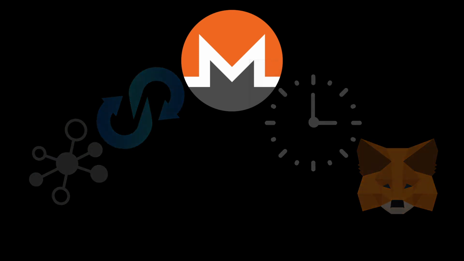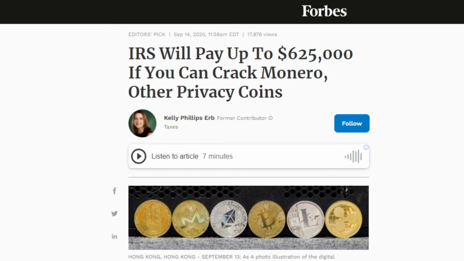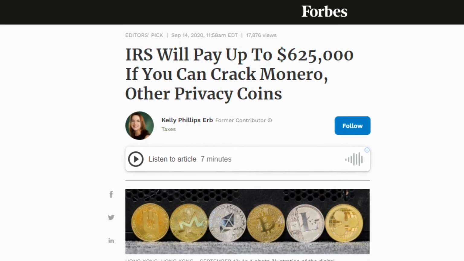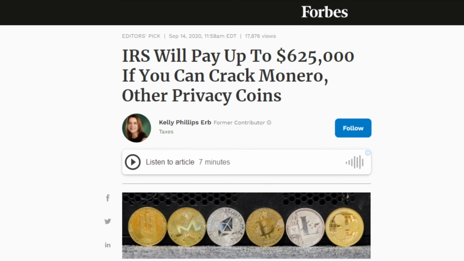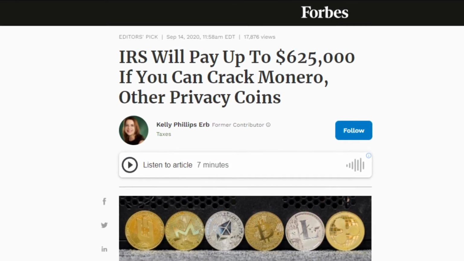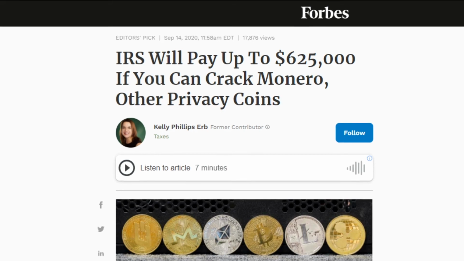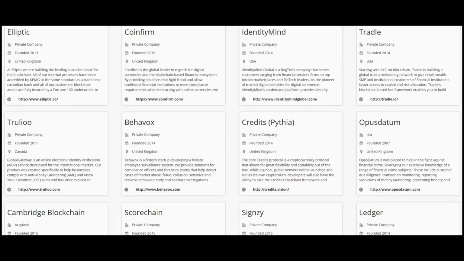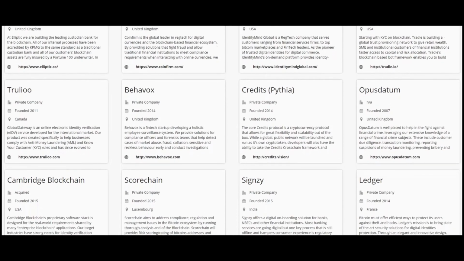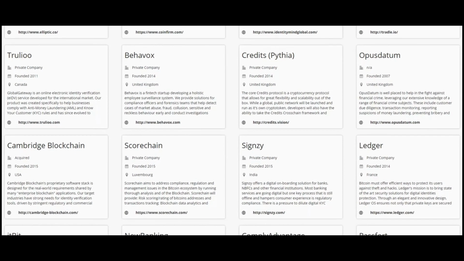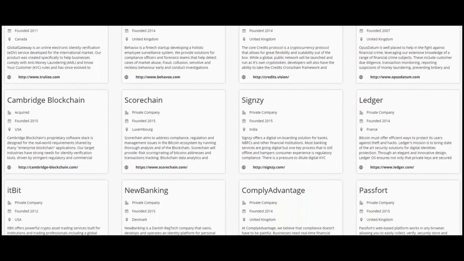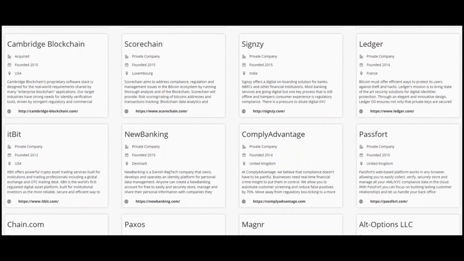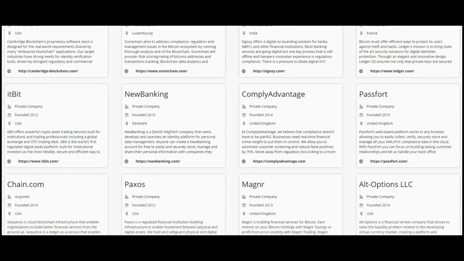And privacy coins like Monero are still regarded as pretty anonymous, and there might even be some proof in their anonymity, knowing that the IRS has offered a $625,000 reward for anyone who can crack their privacy, which has never been claimed. However, know that there are multiple companies that work with exchanges and governments which track not only coins and transactions, but also all sorts of other online activity.